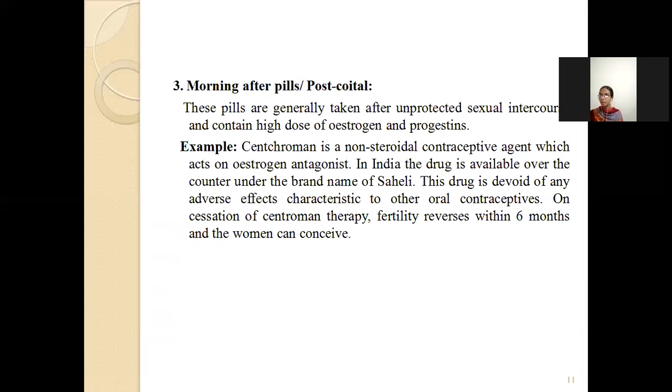So the third one is morning after pills or post-coital pills. These drugs are generally taken after unprotected sexual intercourse. So only after this do we have to take this drug, which contains a high dose of estrogen and progesterone. So morning after pills contain a heavy dose of estrogen and progesterone.